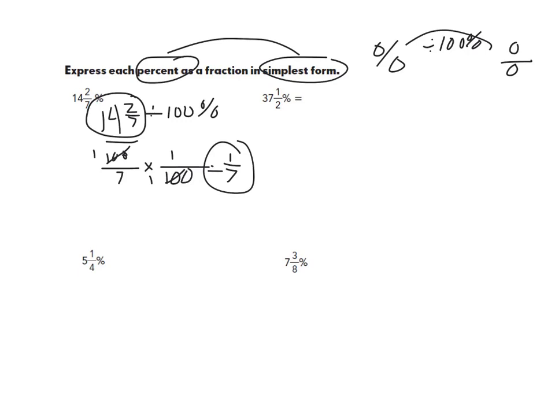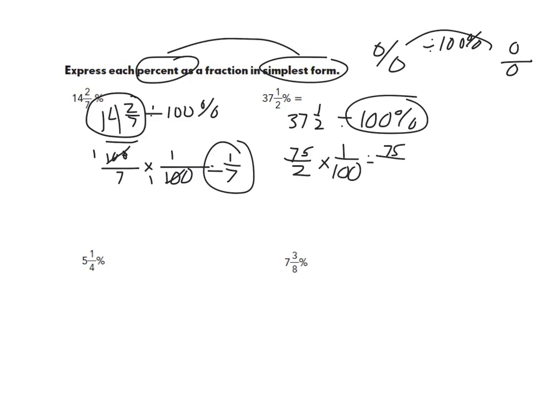Here I've got 37.5. 37 and 1/2. If I divide it by 100%, I'll get rid of the percent. So let me try this. It becomes 75 over 2 times the reciprocal. If I'm going to divide by 100%, it's the same as 1 over 100. If I do that, I get 75 over 200. I can simplify that. I can divide them both by 25. I get 3 over 8. There's my answer, 3/8. Remember, if something does not want to be a percent anymore, divide it by 100%.